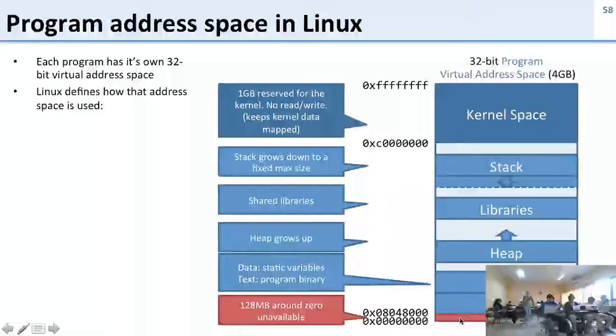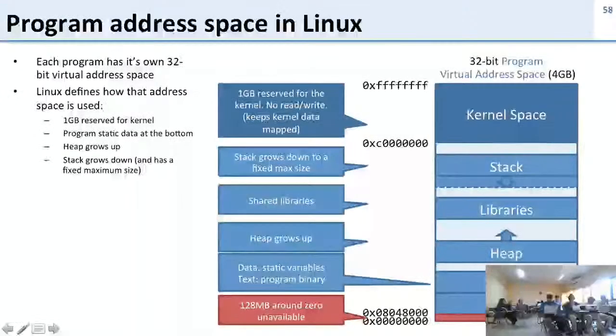And then finally at the bottom here, we have about 128 megabytes around 0 that are reserved basically for I/O, and the kernel doesn't let you get access to. So a bunch of space is reserved for the kernel. We have the stack that goes down, the heap that goes up, libraries in the middle, and then we have our code and data for the program in the bottom here. There's something else that Linux does that's pretty cool. It puts random offsets in here. So your stack doesn't begin right at the end of kernel space.